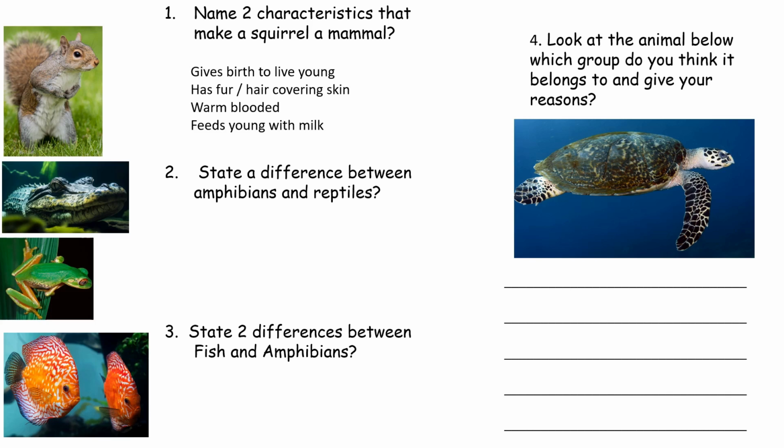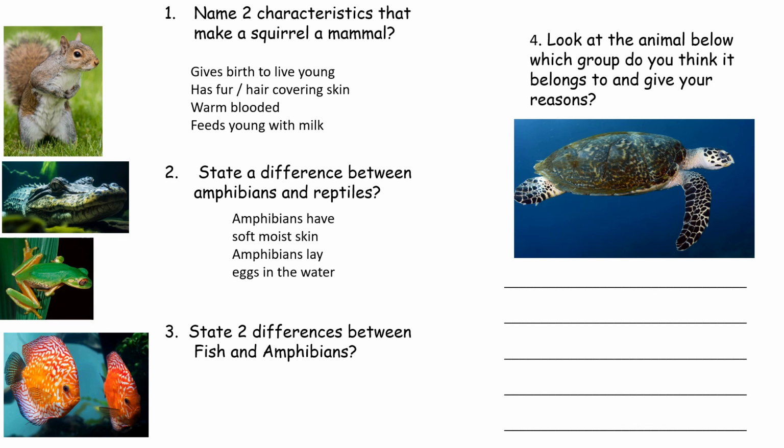Let's look at the next one. State a difference between amphibians and reptiles. So it's true that they both swim in the water, and it's true that they both lay eggs, but we've got some differences here. Amphibians have soft, moist skin, and amphibians lay eggs in the water. They don't lay eggs on land like reptiles.